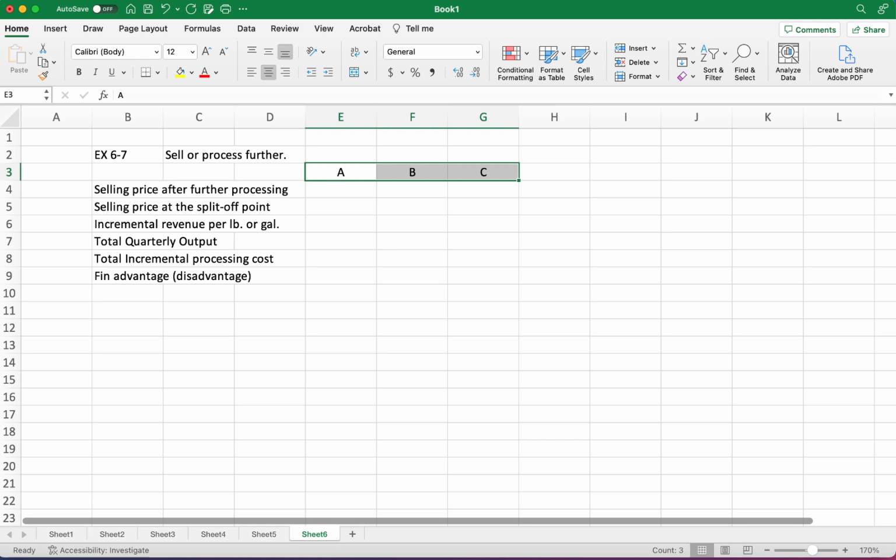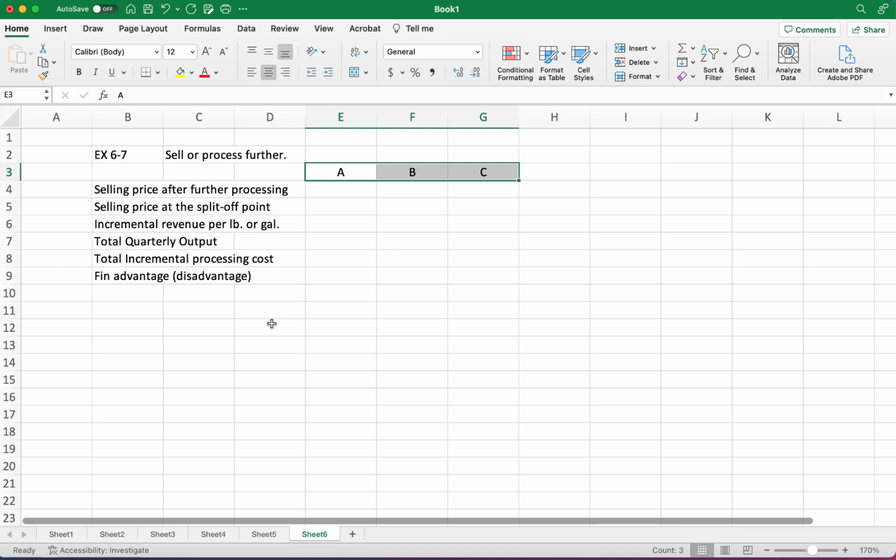So what we need to do is figure out first, what is that incremental revenue, whether it be per pound, per gallon, whatever, okay? So we're going to calculate what that incremental revenue is. We're going to compare that incremental revenue with the incremental processing costs, okay? Again, the concept here is identical to what we've been doing. Conceptually, we want to figure out, what is that incremental revenue? What is that incremental cost? Do we have a financial advantage or do we have a financial disadvantage?